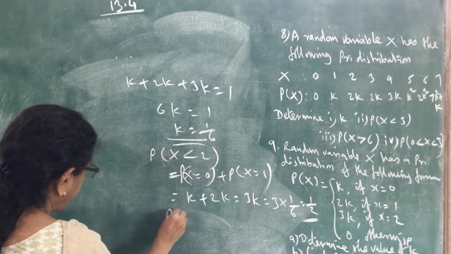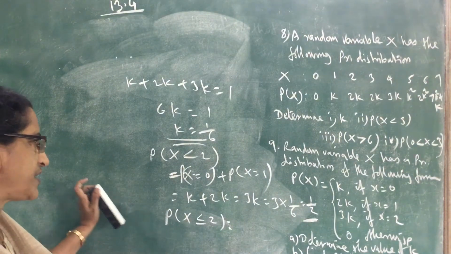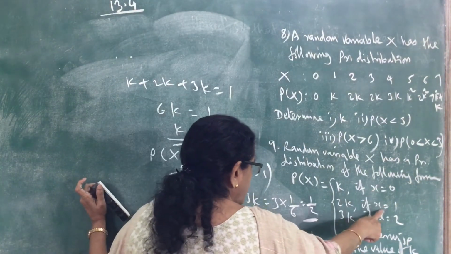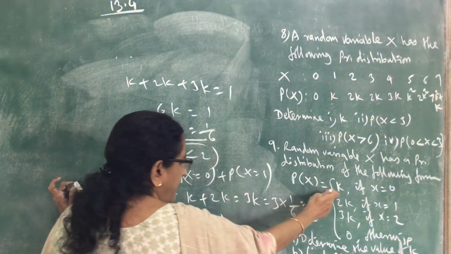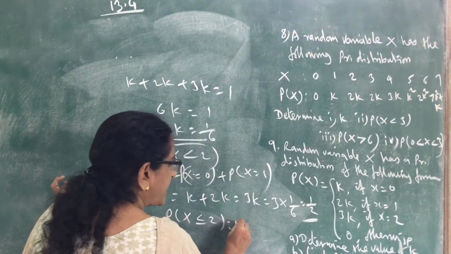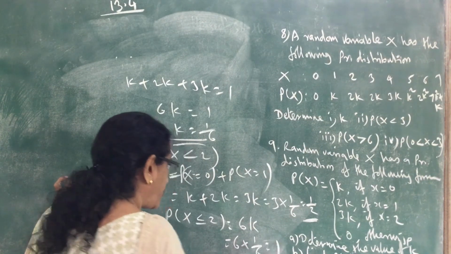Now probability that x less than or equal to 2. That is 0, 1, 2 we can take. Probability that x equal to 0, x equal to 1, x equal to 2. So we have to consider 3 cases. So k plus 2k plus 3k, that is 6k. That is equal to 6 into 1 by 6, that is equal to 1.